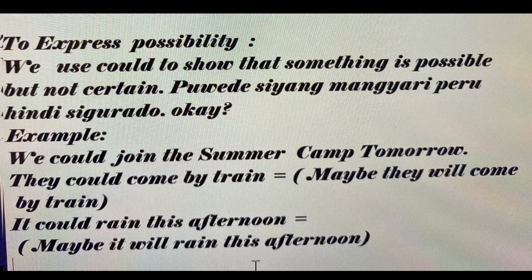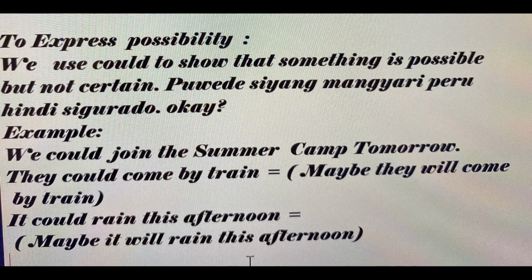They could come by train, which also means maybe they will come by train. It could rain this afternoon, which also means maybe it will rain this afternoon. So ginagamit din natin ang could sa isang pangyayari na may posibilidad na hindi matuloy, okay? Kuha nyo.